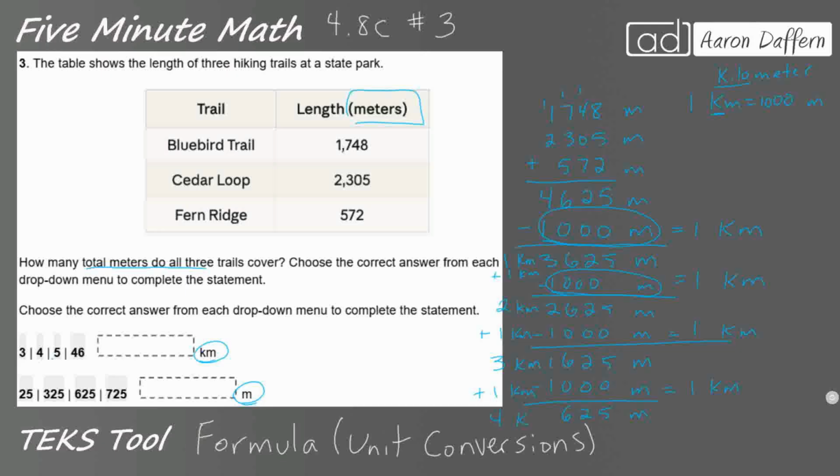4 kilometers, 625 meters. So we see our answers here. I've got 4 kilometers, 625 meters, which we originally had as this 4,625, right? And so we could have seen that division right there. It works with kilometers and meters. And so that's going to be our answer.